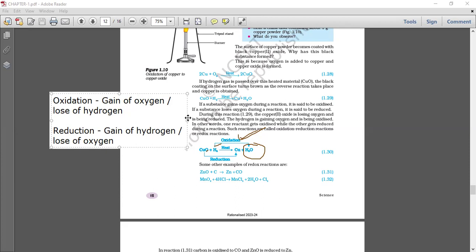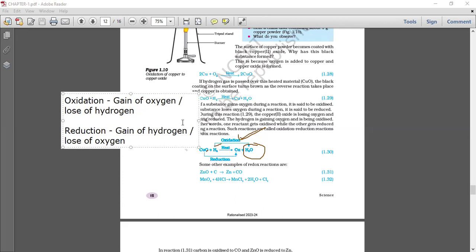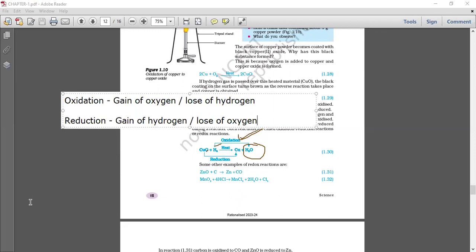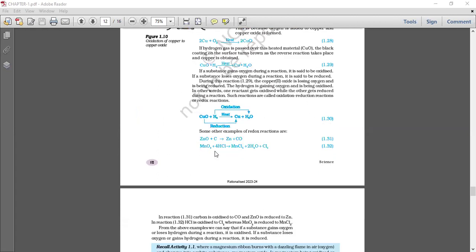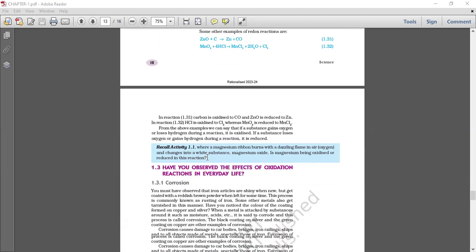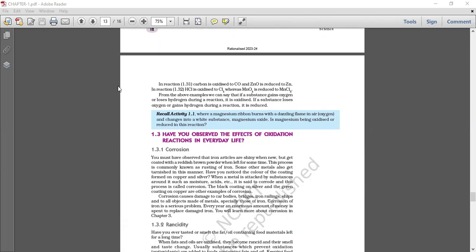Okay. So he is asking to find out which is oxidation and which is reduction. So you need to write here. Okay. Try this. Any doubt if you have, you may put the query in the description box. Okay. And last topic. So with this chapter will be concluded.